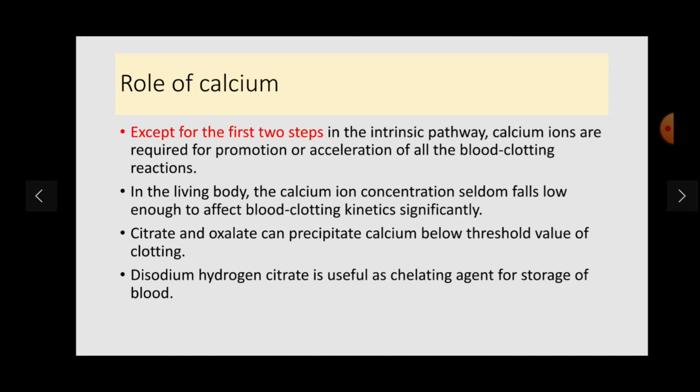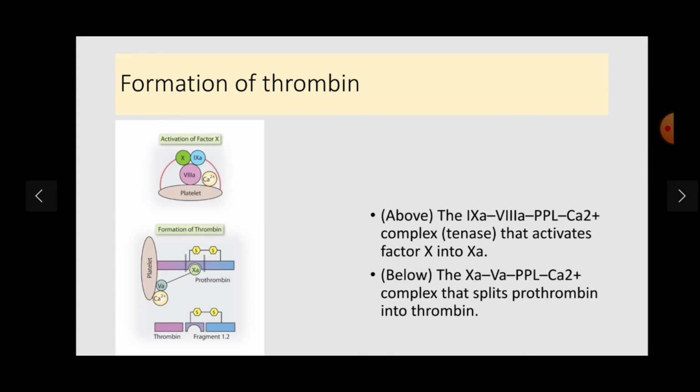Disodium hydrogen citrate is also useful as a chelating agent for the storage of blood because it decreases the calcium below the threshold value of coagulation. Prothrombin activator complex converts prothrombin into thrombin. In this way, thrombin is formed.